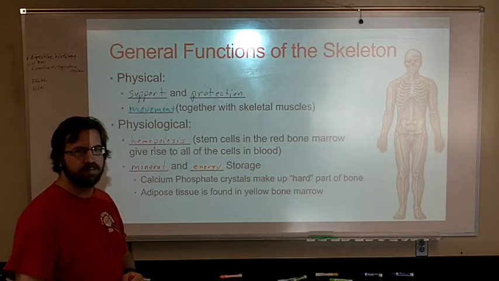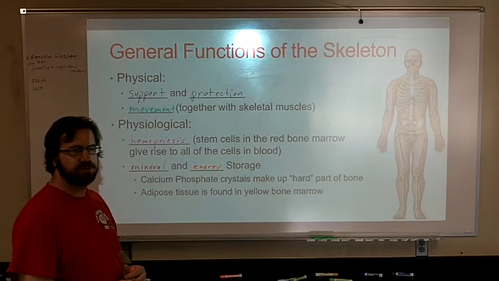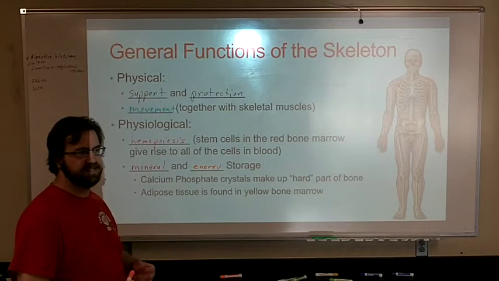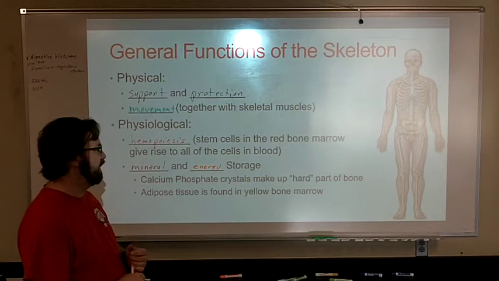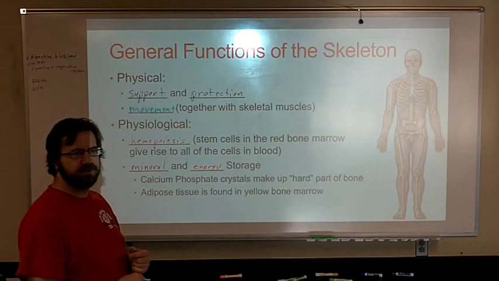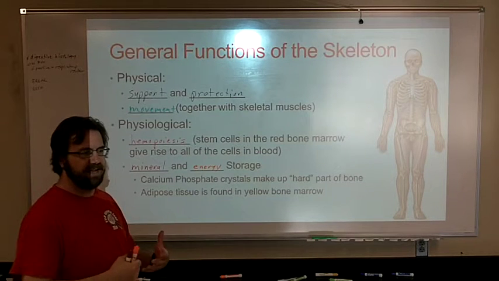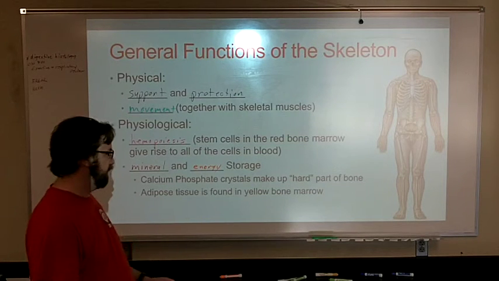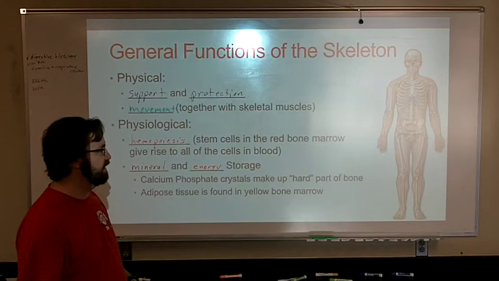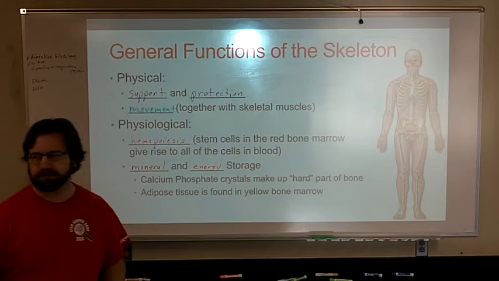Adipose tissue found in the yellow bone marrow plays an essential role in storing a little bit of excess energy, though really your body tends to look to that energy storage last. I mean, you would much rather take fat out of your abdominal fat or other fat storage areas than out of the yellow bone marrow.